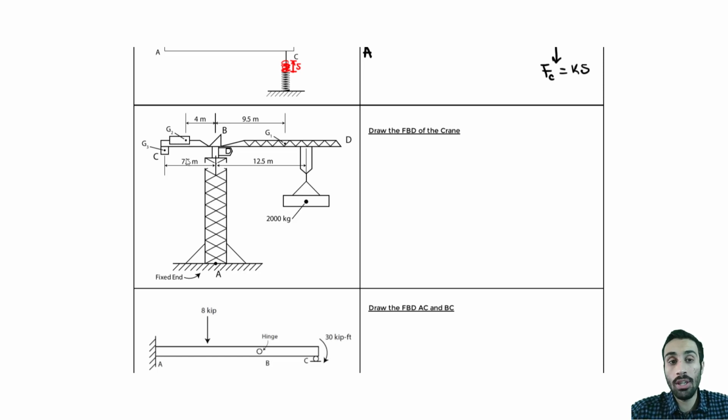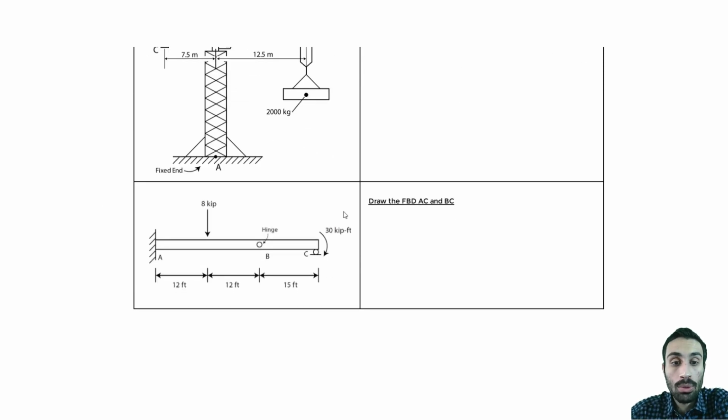So it's counterweight, keyword weight. And you have this main frame or the jib of the crane. That's going to be here. It has a weight, and you have some weight that we're trying to move or carry, right? So you can draw an overall free body diagram of this crane.